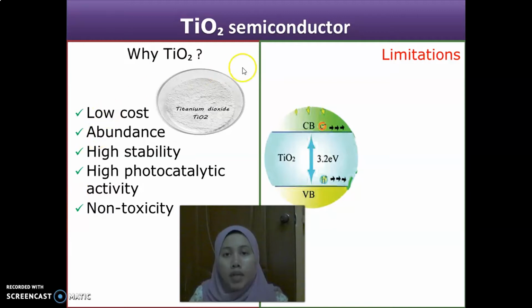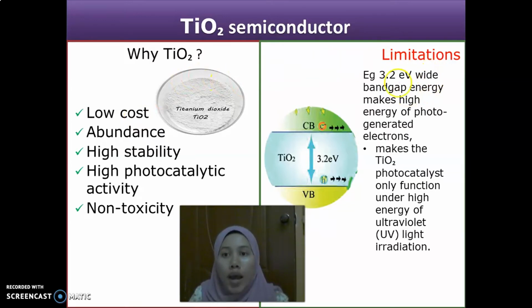The TiO2 semiconductor is the famous photocatalyst that is used due to its low cost, abundance, high stability, high photocatalytic activity, and non-toxicity. However, it has its own limitation, where the wide bandgap energy means high energy of photo-generated electrons. This makes the TiO2 photocatalyst only function under high energy UV light irradiation.